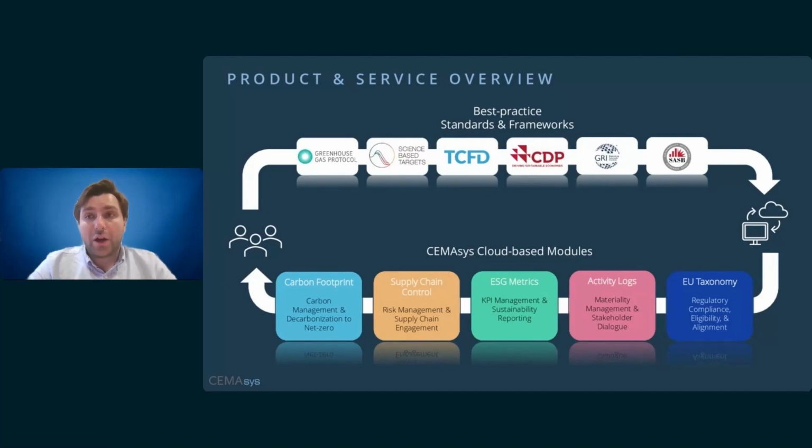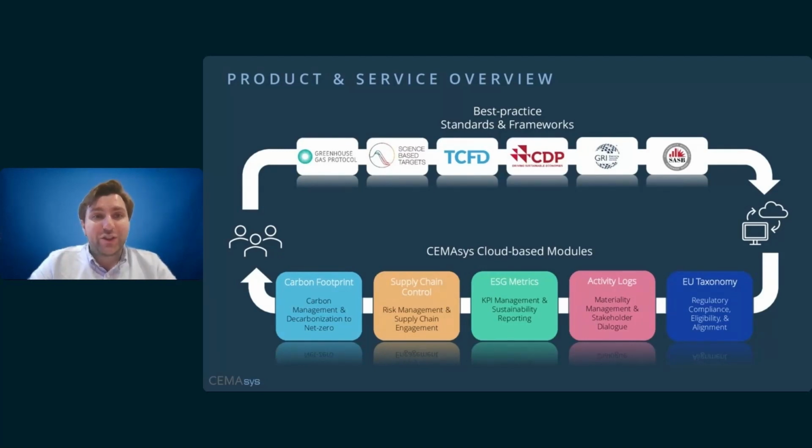In addition to the modules on our platform, the second prong of our approach involves our expert consultants who are all well-versed in understanding best practice of sustainability frameworks, like some of the ones that you can see at the top of the slide here, including the Greenhouse Gas Protocol, the Science-Based Targets Initiative, and the CDP, to name a few. This expertise makes understanding and working with these frameworks comprehensible for our clients, ensuring that we can provide the best results available. And the structure that we've established at CEMAsys allows us to be your all-in-one sustainability provider.